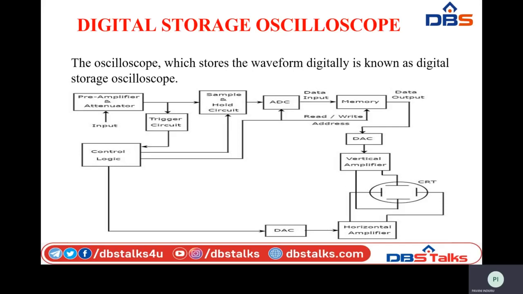The signal is received from the attenuator stage. So it is going to be sampled and held, and after that it is digitized with the help of the analog to digital converter. What is the advantage of the analog to digital converter? It converts the continuous analog signal into digital values which consist of only either 0 or 1. Now into the memory, that means the digital values get stored in the memory.